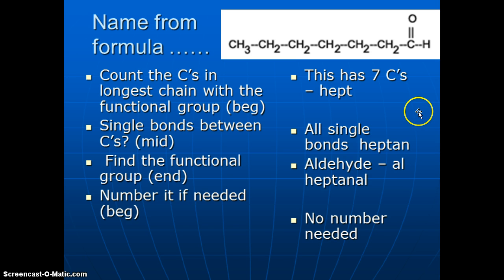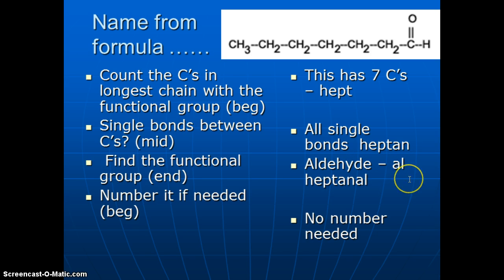And now we have to see if it has any functional groups. Does it have anything besides just carbon and hydrogen and single bonds? Yes, it has this double bond oxygen, and it's on the last carbon. Okay, so that makes it an aldehyde. So an aldehyde has an Al ending. So now we have heptanal.